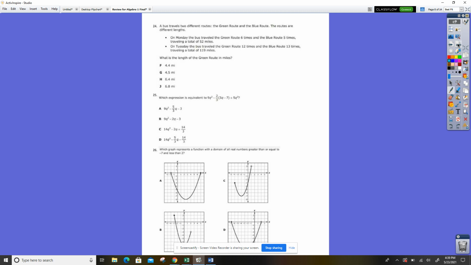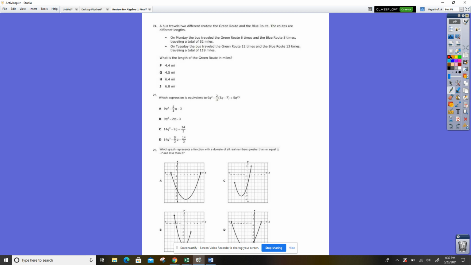Number 24 says a bus travels 2 different routes, the green route and the blue route. The routes are different lengths. On Monday, the bus traveled the green route 6 times and the blue route 5 times, traveling a total of 52 miles. On Tuesday, the bus traveled the green route 12 times and the blue route 13 times, traveling a total of 119 miles. What is the length of the green route in miles?